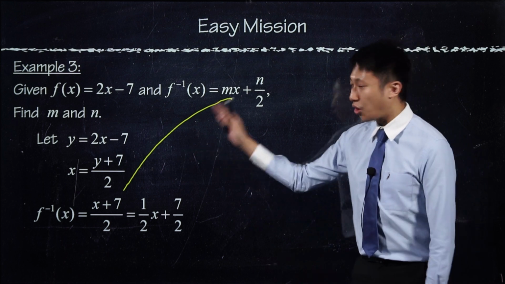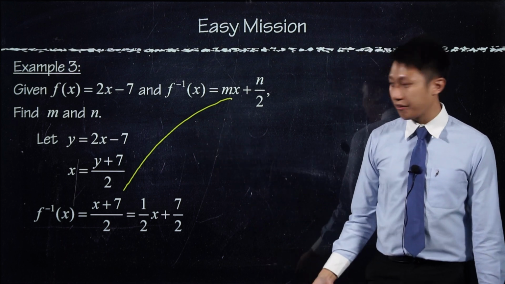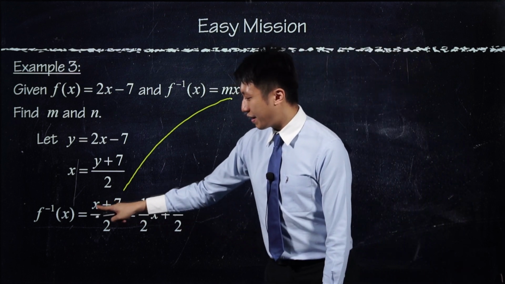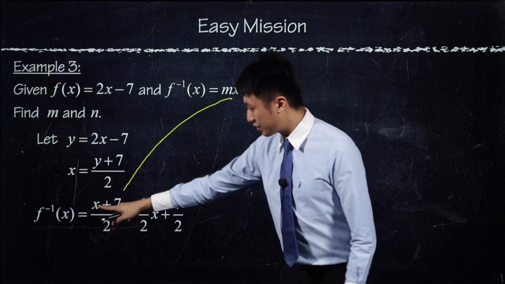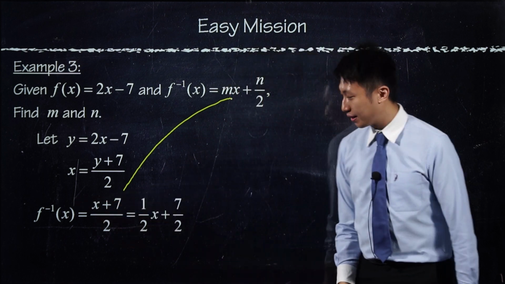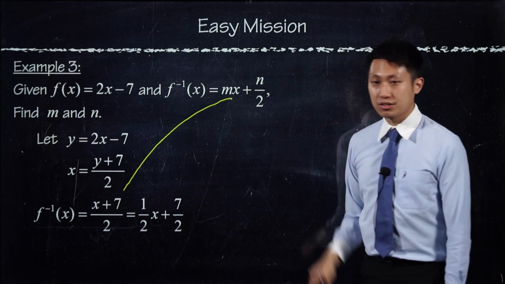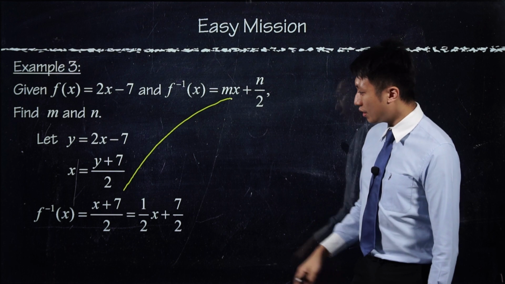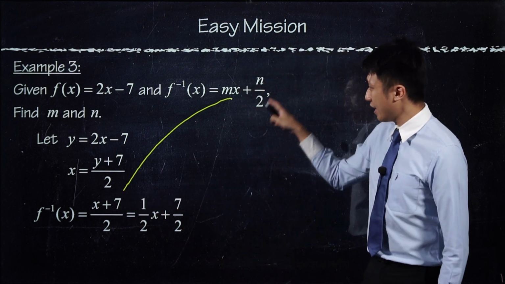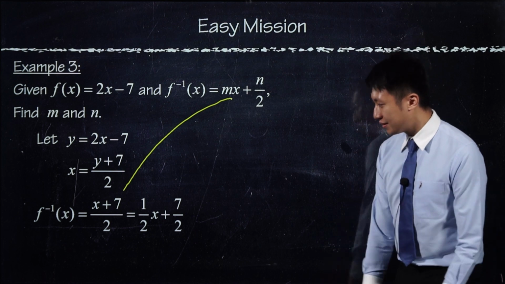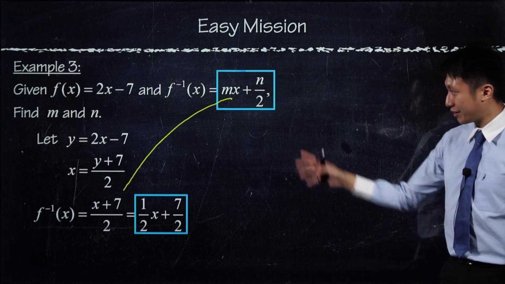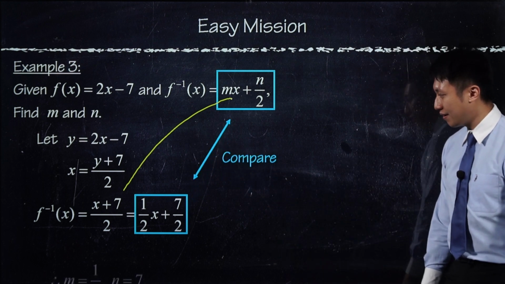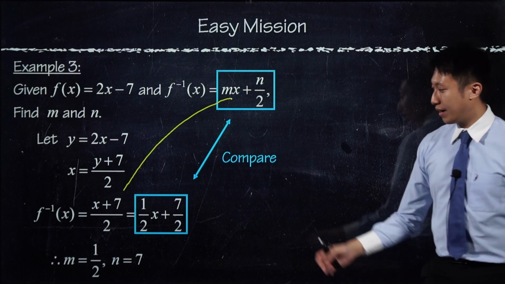Okay, I want to compare coefficients, right? I want to compare coefficients so that I can find m and n. You see, the coefficient of x is m here. The coefficient of x is 1 over 2 here. So 1 over 2 will be equal to your m. And how about this side? Oh, 7 over 2 is equal to n over 2. So n is 7. Okay, so get this one, compare with this one. You write nicely so that you can compare easily. Okay, compare. Then m is half and n is 7.